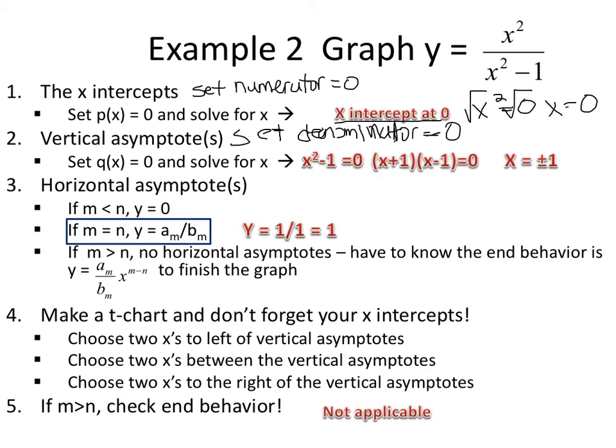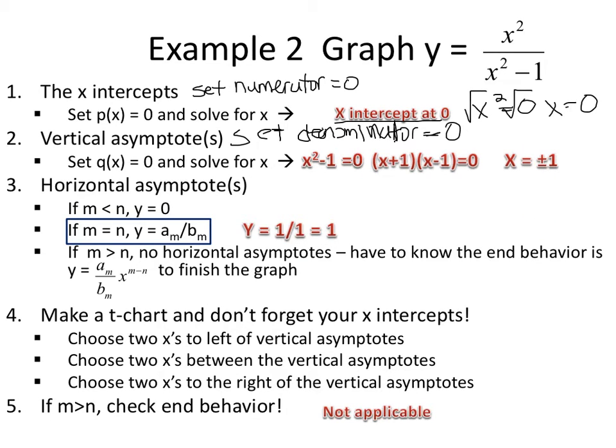Okay, so we set the denominator equal to 0. So we take the denominator, which is x squared minus 1, and we set it equal to 0. So either you can add 1 and then take the square root and get plus or minus 1, or you can factor the difference of two squares and get plus or minus 1. So we have two vertical asymptotes, one at positive 1 and one at negative 1.